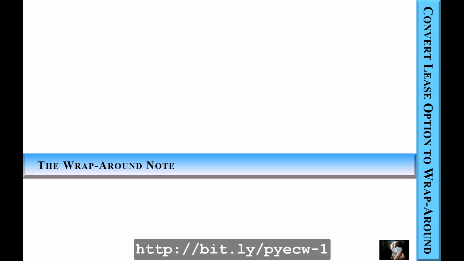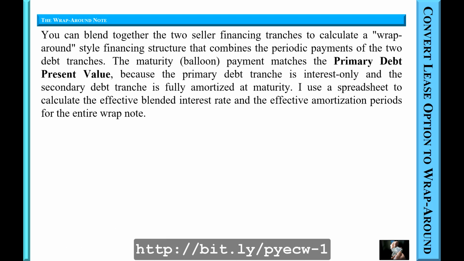The wraparound note. You can blend together the two seller financing tranches to calculate a wraparound style financing structure that combines the periodic payments of the two debt tranches. The maturity, that is the balloon payment, matches the primary debt present value because the primary debt tranche is interest only, and the secondary debt tranche is fully amortized at maturity. I use a spreadsheet to calculate the effective blended interest rate and the effective amortization periods for the entire wrap note.